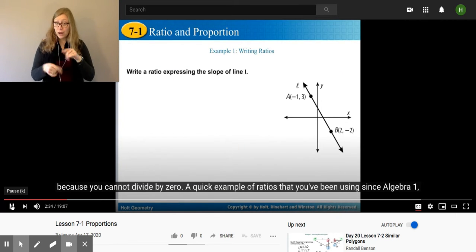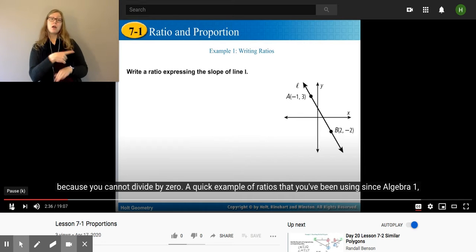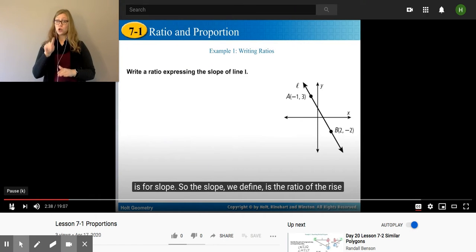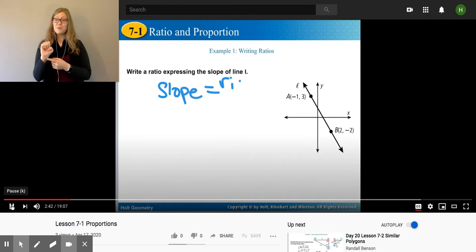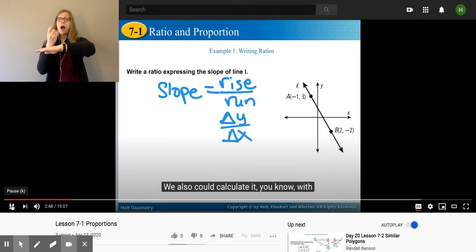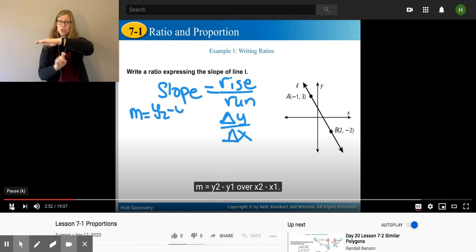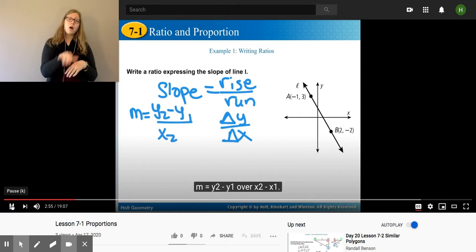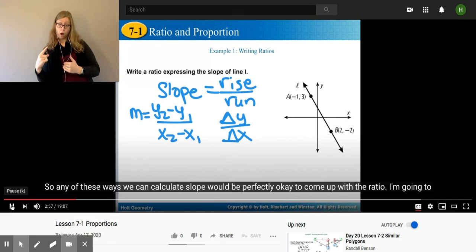A quick example of ratios that you've been using since Algebra 1 is slope. So the slope we define as the ratio of the rise to run. That's the first definition we gave it. The change in y over the change in x. We also could calculate it with m as y2 minus y1 over x2 minus x1. So any of these ways we could calculate slope would be perfectly okay to come up with the ratio.